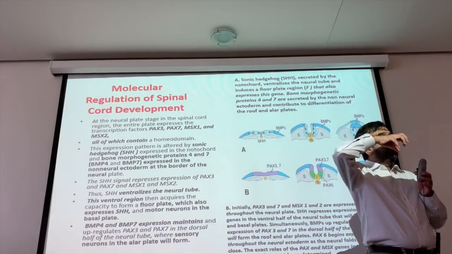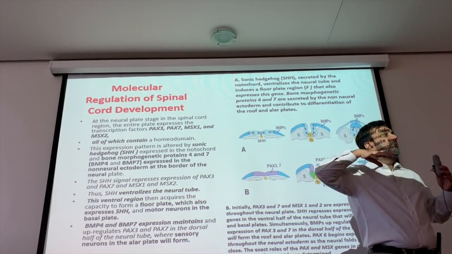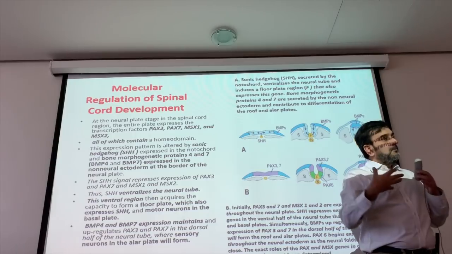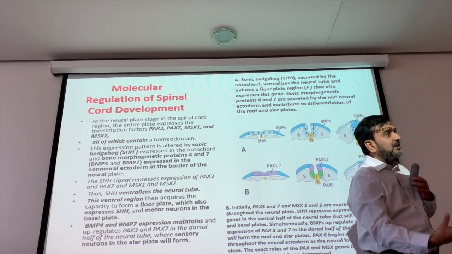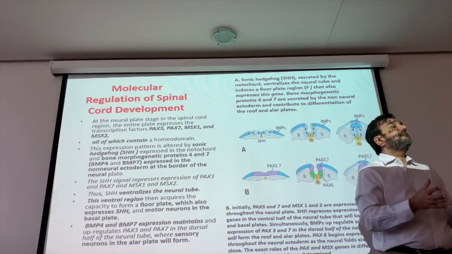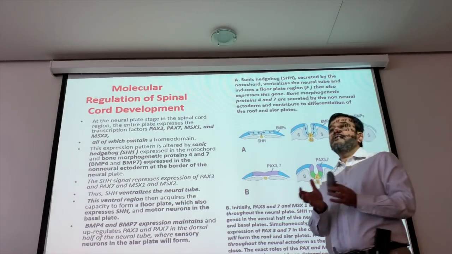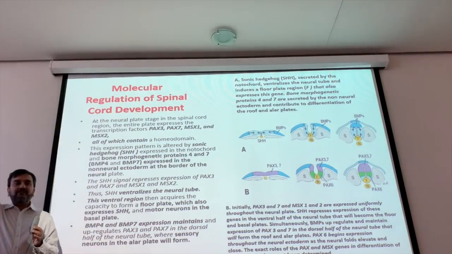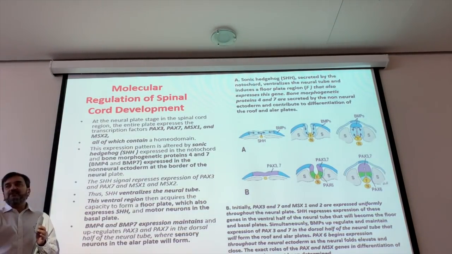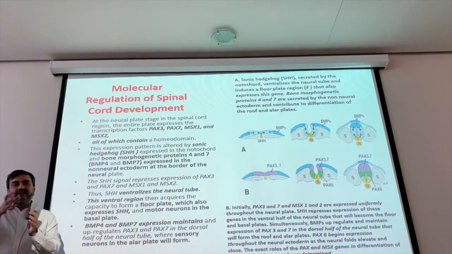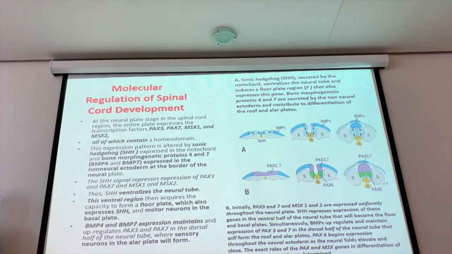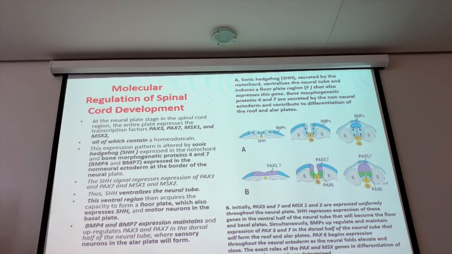So wherever you have a high quantity of TGF-beta, you would start to have genes expressed which will allow the formation of alar plates. Wherever you have a high quantity of sonic hedgehog, you would have the expression of genes which will result in the formation of basal plates, which are the motor neurons. So the two important regulators which you need to remember are sonic hedgehog and TGF-beta. One is for the sensory neurons, the other is for motor neurons. So determination of their quantities is going to result in the formation of alar and basal plates. So the roof plate will have more TGF-beta.